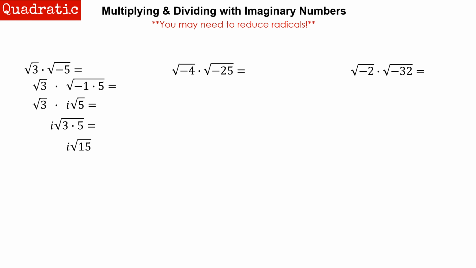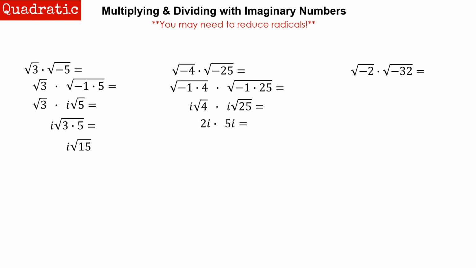Let's look at our next one. The square root of negative 4 is the same thing as saying the square root of negative 1 times 4. And the square root of negative 25 is the same thing as saying the square root of negative 1 times 25. Well, the square root of negative 1 times 4 is the same thing as i times the square root of 4. And the square root of negative 1 times 25 is i times the square root of 25. Hopefully we all know that the square root of 4 is 2 and the square root of 25 is 5.